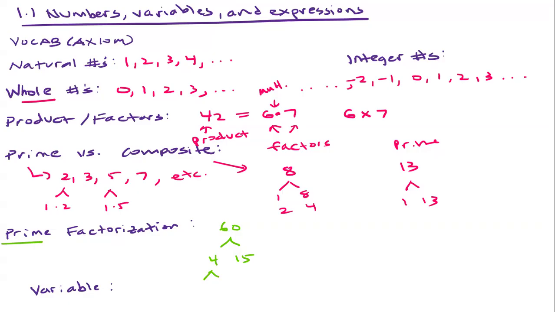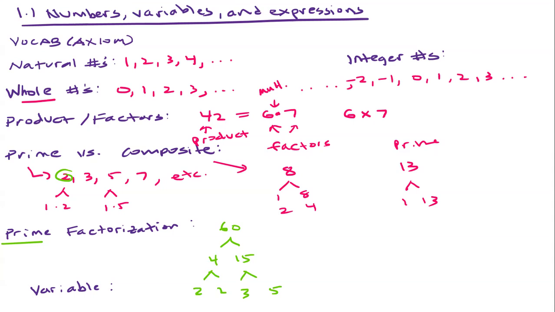I can say 1 and 4, but that's not going to help, because I need to break it down to its prime form. So if I choose 2 and 2, 2, as we mentioned, is a prime number, so that's in its prime form. 2 times 2 gives me 4. And for 15, I can break it down into 3 and 5. We know 3 is a prime number and 5 is also a prime number, because they cannot be divided by anything else besides themselves and 1.